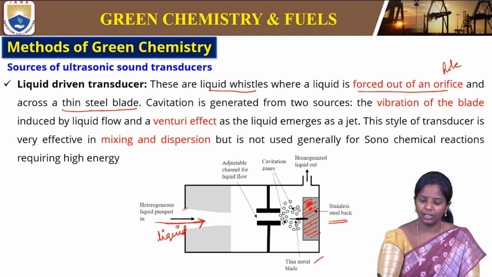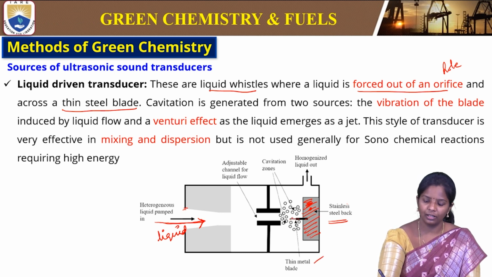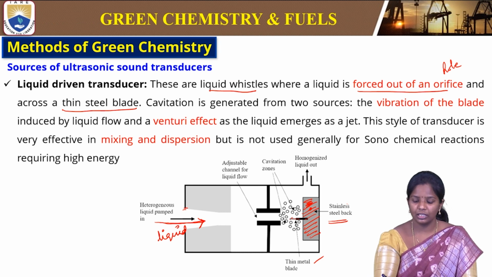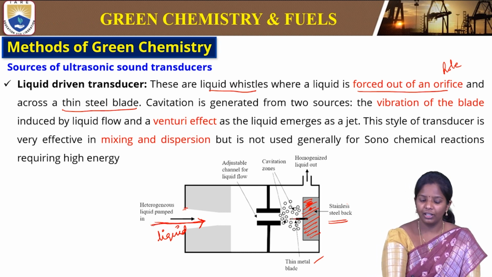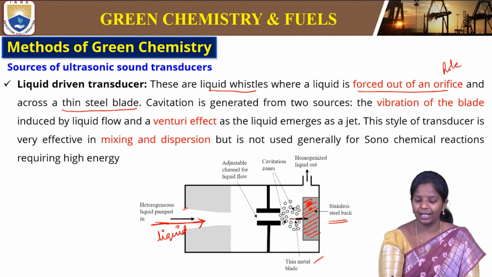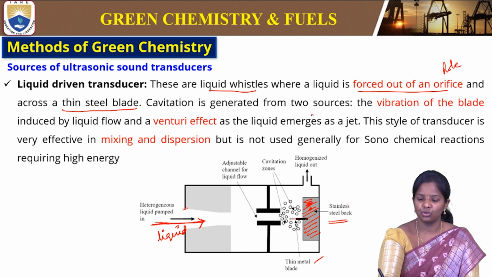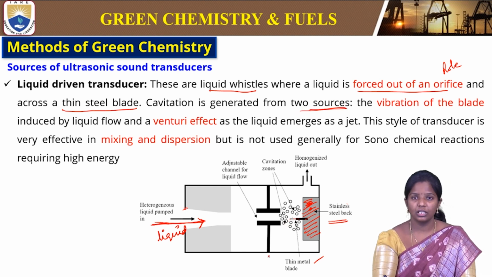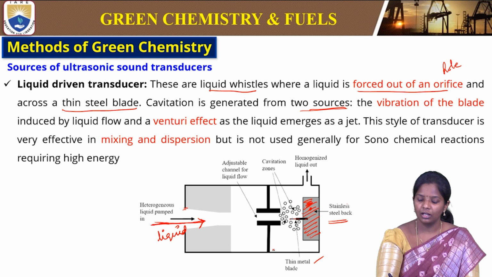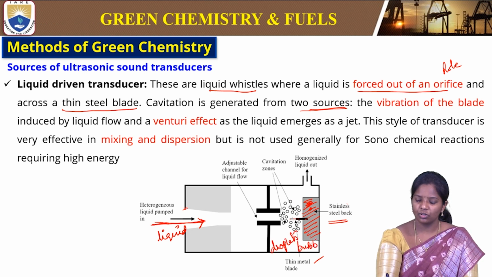And also a thin metal blade. This is the metal blade that is present. Because of this, when a liquid is pumped and strikes an obstruction or a metal, it forms droplets. These droplets are forming because of two sources. So from droplets, it forms bubbles. That is the main concept of cavitation.